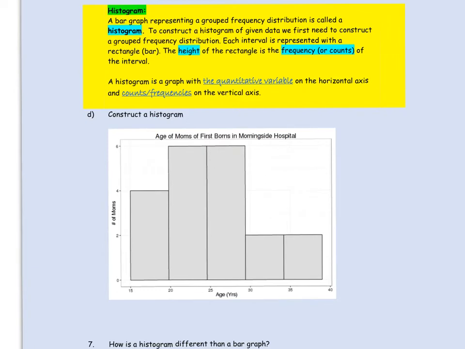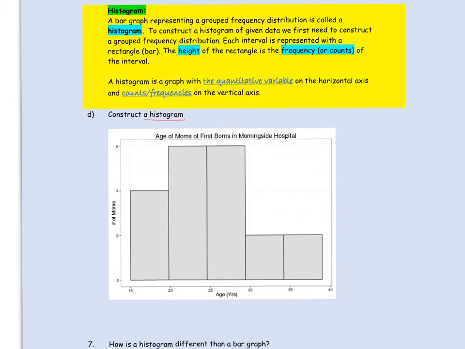Now in the previous slide, we summarized the data of age of moms of first babies born in Morningside Hospital. So now that we have summarized data, that is the distribution of the variable age of moms, we can represent that data set using what is called a histogram.